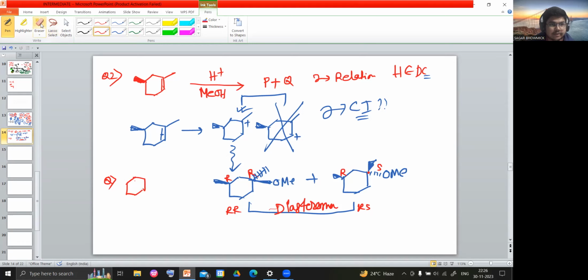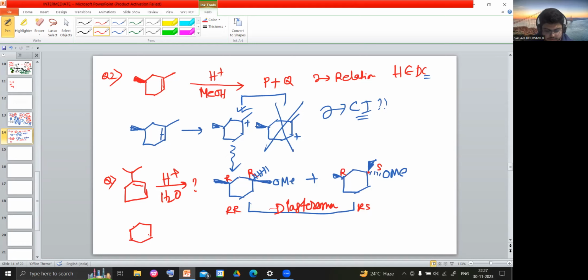Not six-member ring, I'm very sorry. Maybe the question is from Carruthers. Again, sorry. Five-member ring, five-member ring, isopropyl group, and this one, H plus water. What will be the product? Answer I am writing, try yourself.